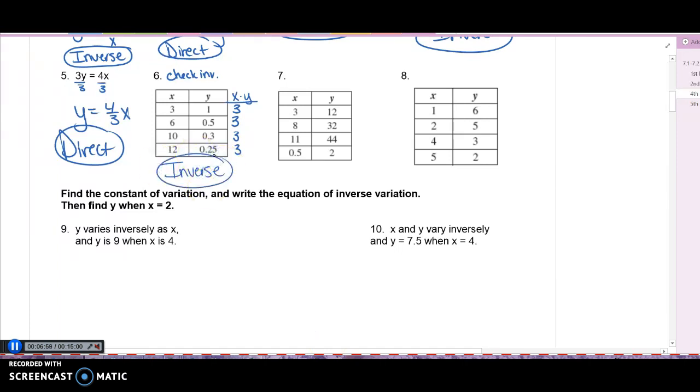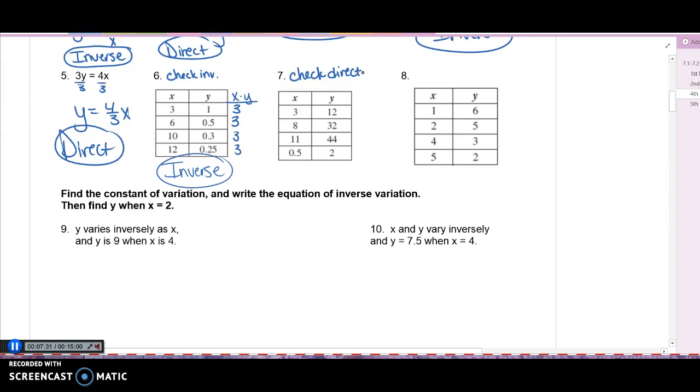Okay, on number 7. The first thing that I'd like you to look at, what are the y values doing as the x values are getting bigger? The last line of this table is a little bit confusing because it's out of order, but look at the x values, 3, 8, 11. As 3, 8, and 11 increase, 12, 32, 44 are also increasing. So this looks like they are both increasing.